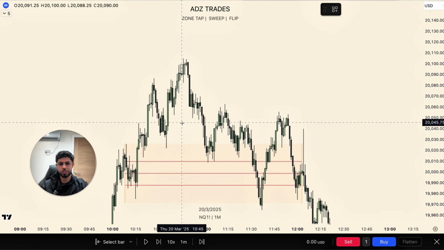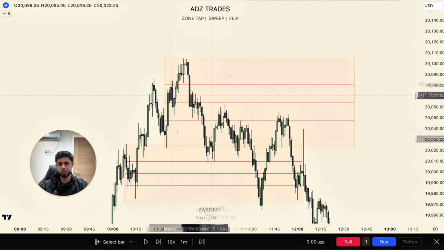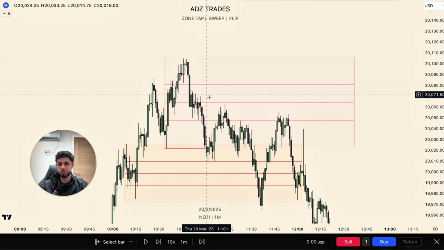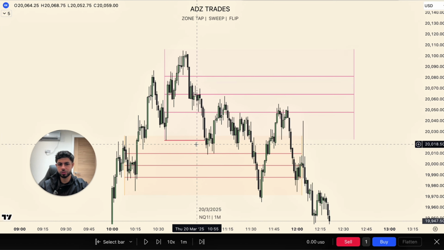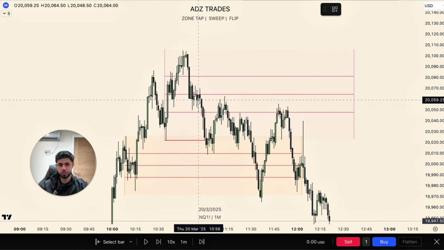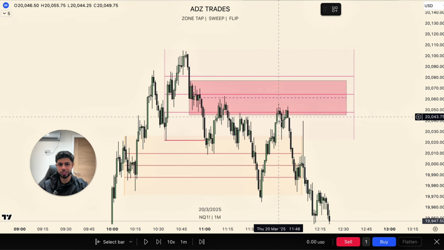Remember, this was now our change of character to the downside. So we shouldn't be focusing on this zone. Once we came under here, we should be focusing on this zone. And you can see all this zone did was provide a pullback into this zone, this area of supply here, and then use that to get the real move down.